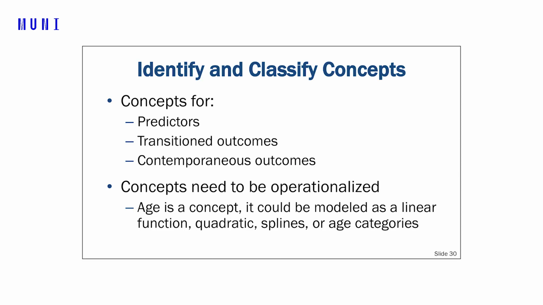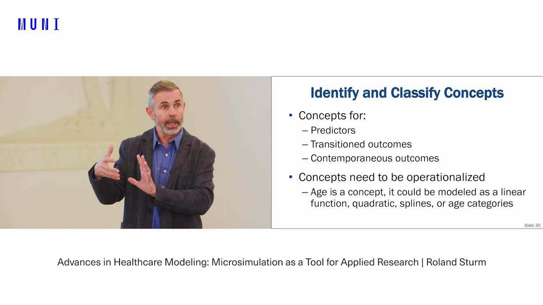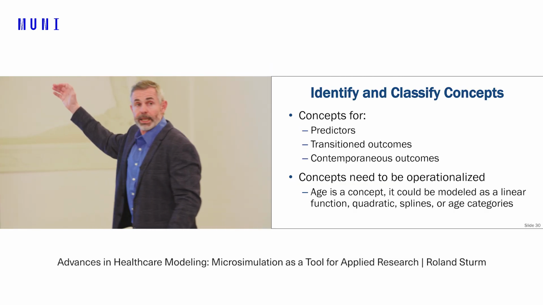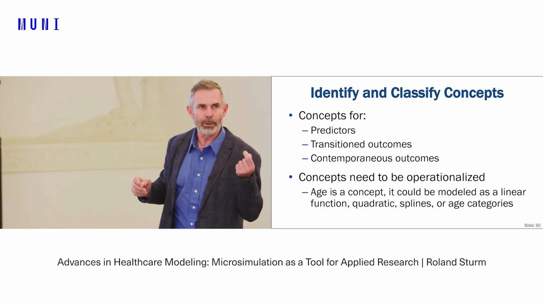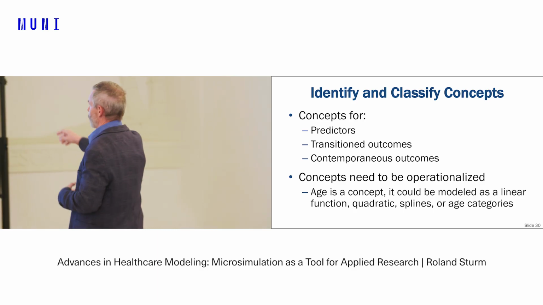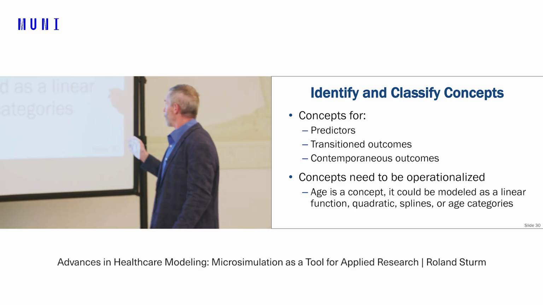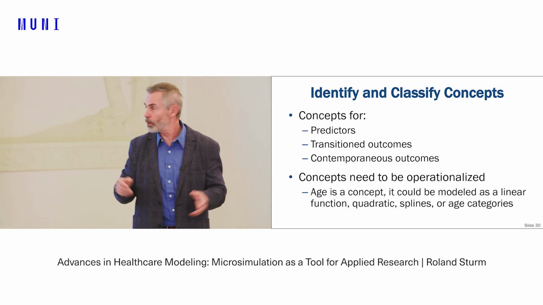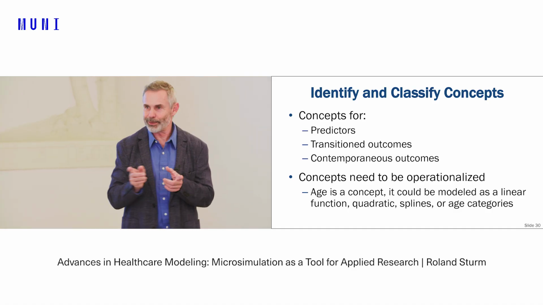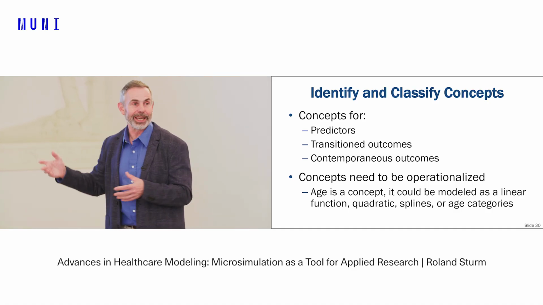Whenever you have a model, you start with concepts. What is the predictor of the outcomes? What are the outcomes that you want to predict? And what are the outcomes that are happening at the same moment as something? These concepts are nice, but the real action is how you make them operational. So you need to operationalize the concept. Age is just a concept. It could be modeled as a linear function, as a quadratic. Let me tell you, neither one is good. You can use splines, as you've seen. I like the splines idea. You can do age categories.